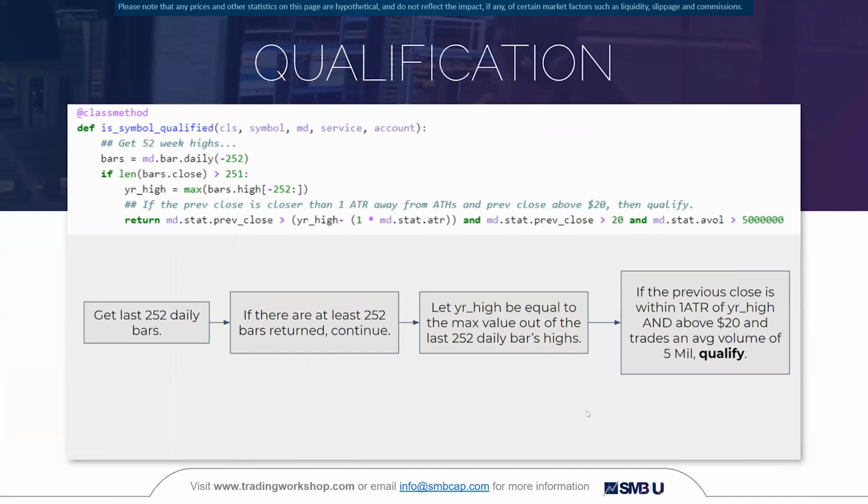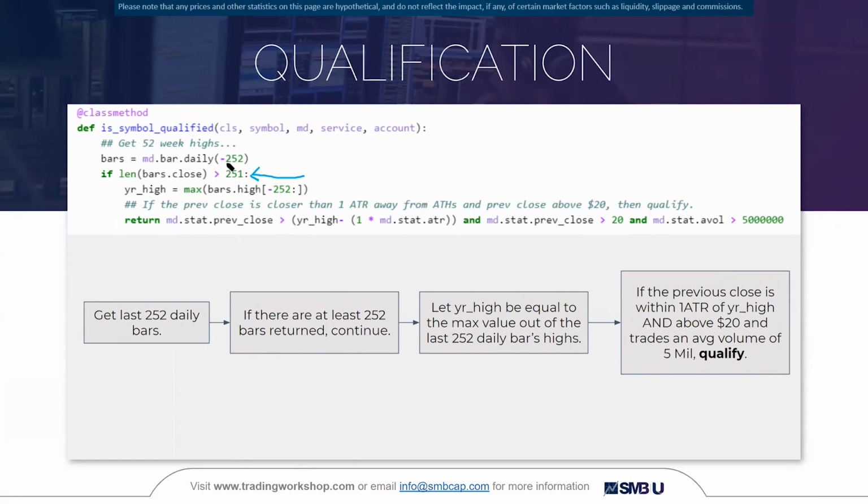So this is what we just talked about, qualification. I'm not going to beat a dead horse on here, but this is what the code would actually look like. It's just going to be coming in saying, we're going to get the last 252 days of daily bar data. This is going to be important whenever you're backtesting. So what this is simply saying is that we just asked CloudQuant for 252 days of daily bar data.